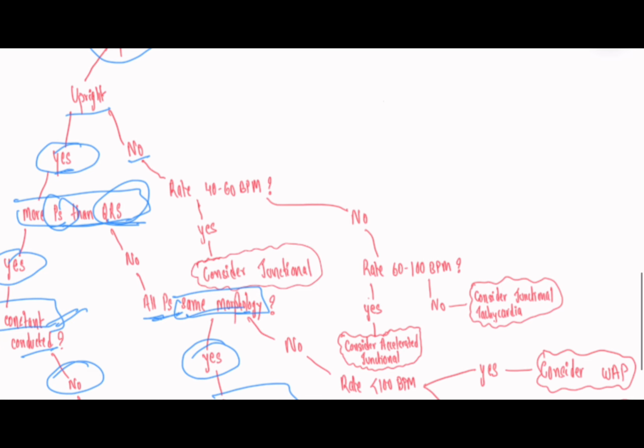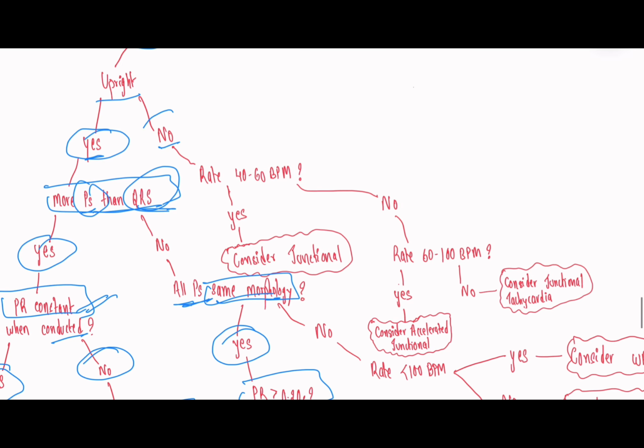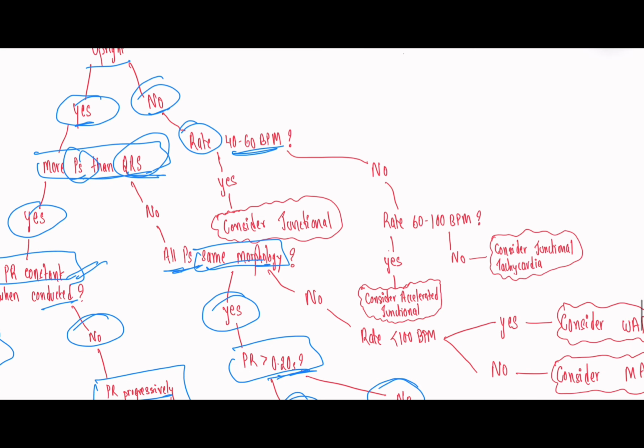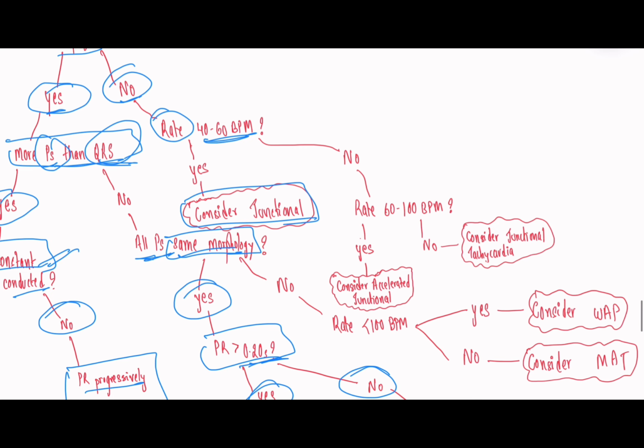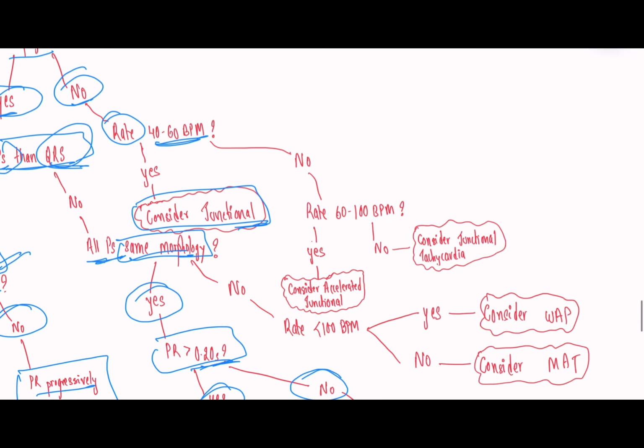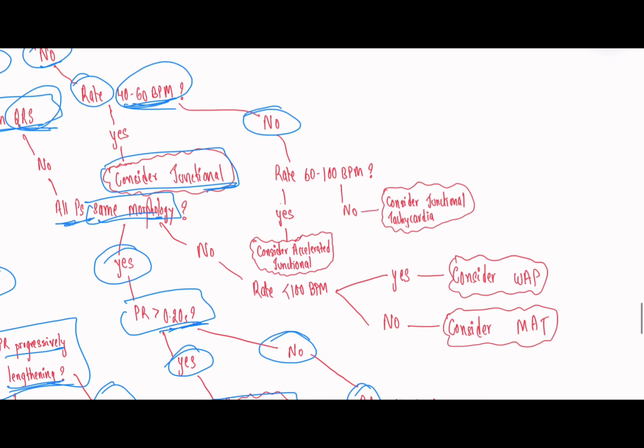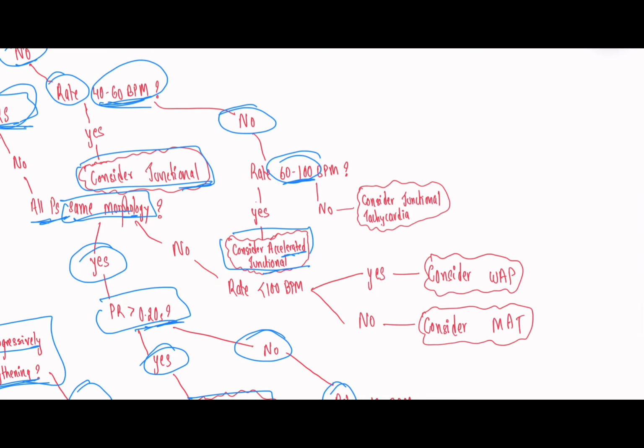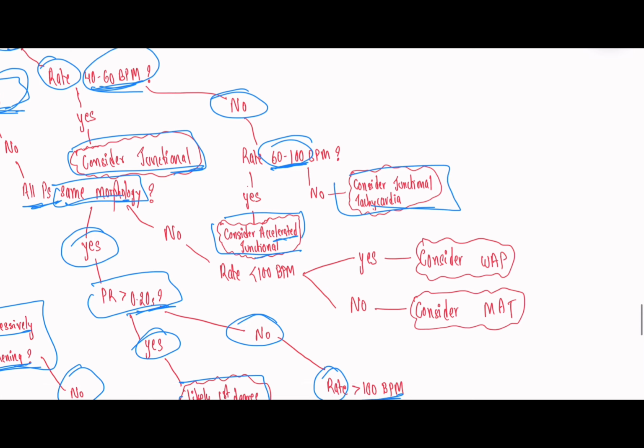Next, if the P wave is not upright, then we should check the rate. If the rate is between 40 to 60, then we call it junctional rhythm. If the rate is not between 40 to 60, then if it is from 60 to 100, we call it accelerated junctional rhythm. If it is not between 60 to 100, then we call it junctional tachycardia.